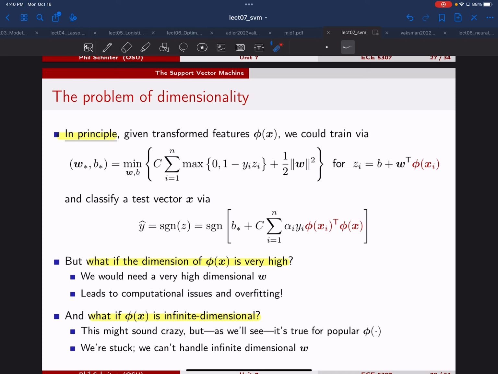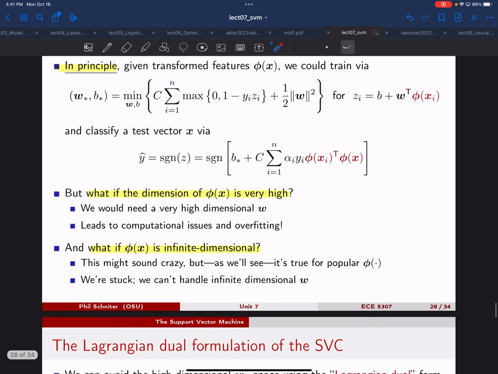And so if you approach the problem in this way, that would mean you would need an infinite dimensional W, like an infinite number of weights, and that's just simply impossible. You can't design it with a finite computer. So, we basically can't use this equation directly. We need to think about a slightly different way of solving our SVC that will allow us to bypass this problem. So that's the goal.